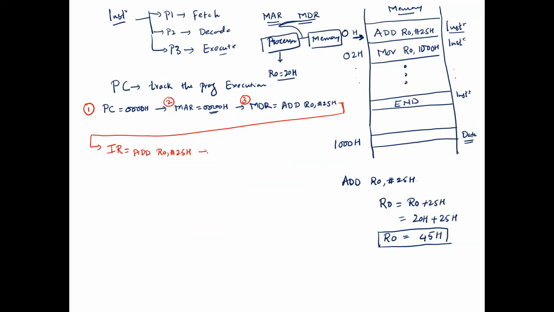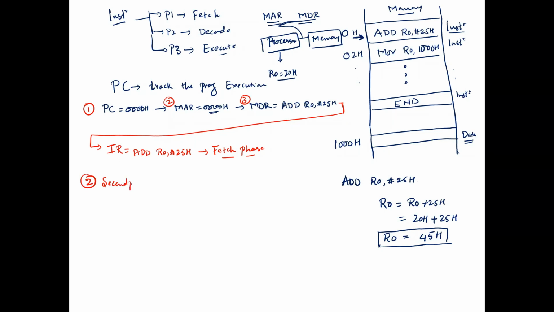This phase we call as completed fetch phase. Now what is fetch phase? During this phase, the instruction from the memory will be retrieved and placed in the IR register. Now we will go to the second phase.